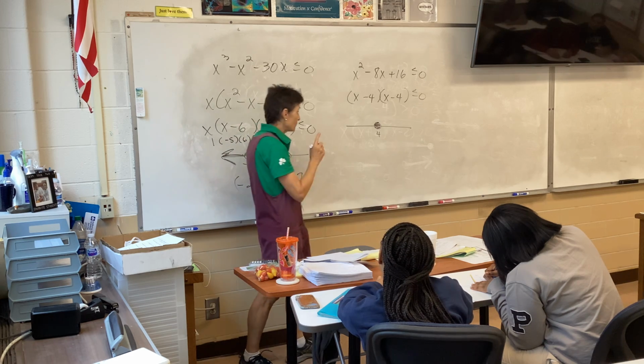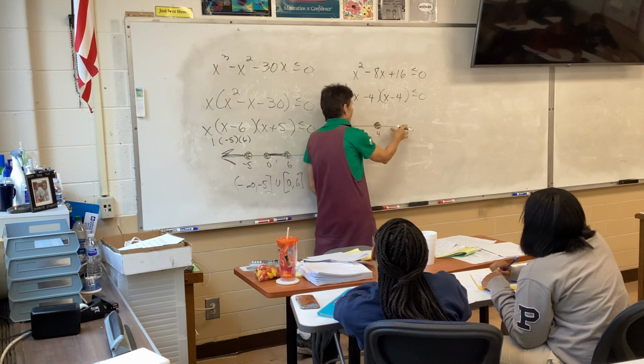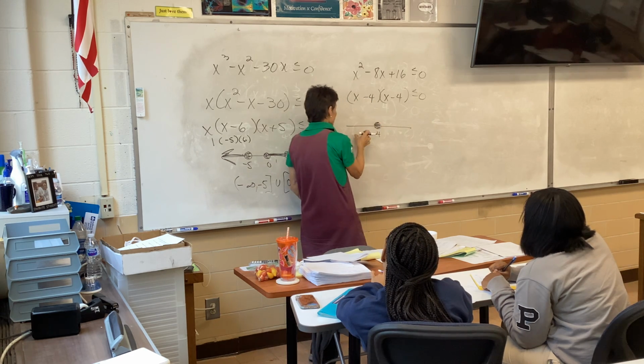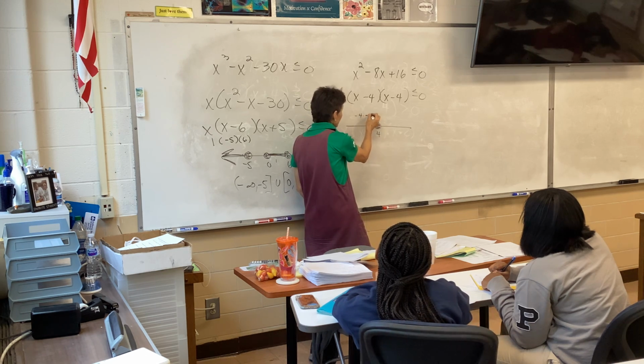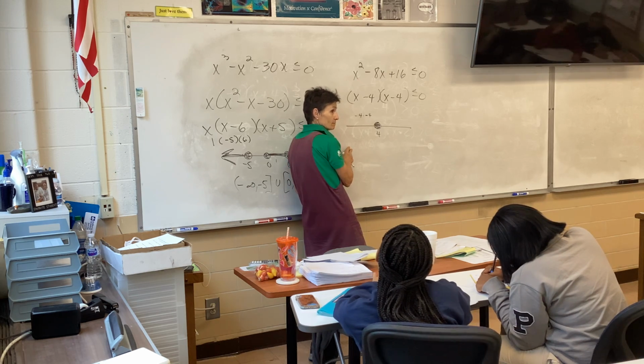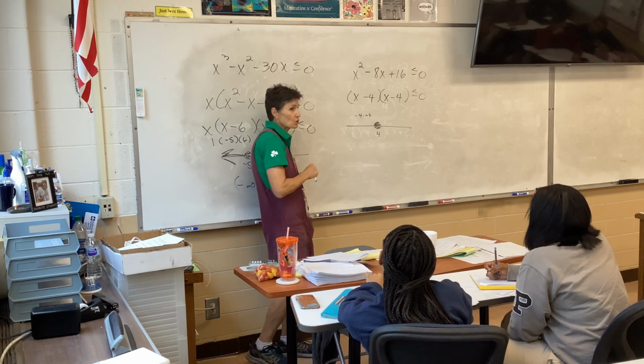So I have to figure out whether to shade this side and or whether to shade this side. Okay? So I'm going to pick a number over here, any number you want. I like 0. So I'll try 0. Now 0 gives me -4 times -4, which is 16. Is 16 less than 0? No. So I do not shade that section.